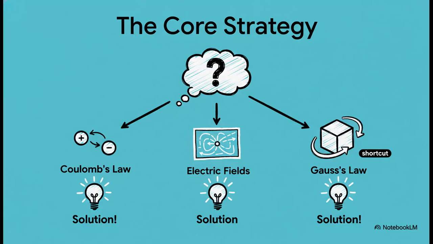Got 2 point charges and you need the force? That's Coulomb's law. Need to understand the influence over a whole area? Think in terms of electric fields. But the moment you see a problem with symmetry, your brain should immediately yell Gauss's law, because that's your power tool. Mastery here isn't about memorizing formulas. It's about recognizing which tool makes a hard problem easy.